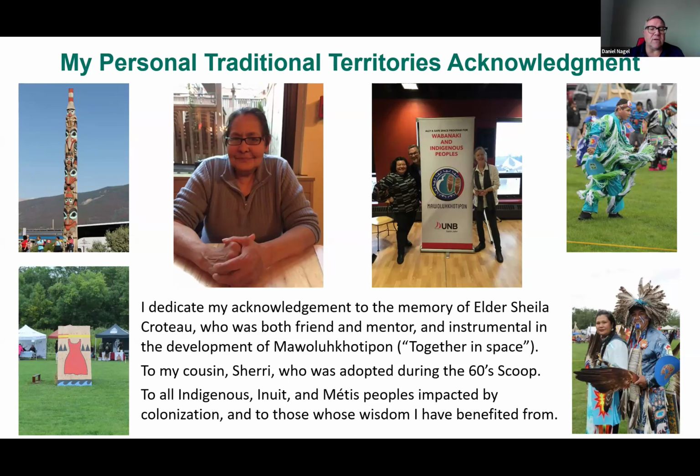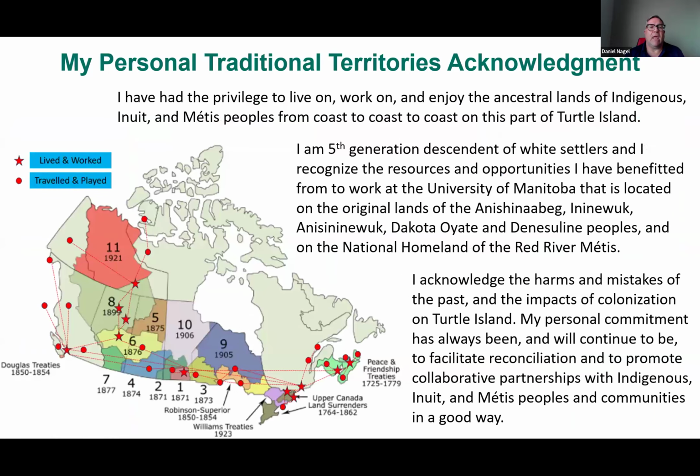But I also had a cousin who I didn't realize until later on in life, that she was a victim of the 60s scoop. So in the 60s and 70s in Canada, as part of assimilation, Indigenous children were apprehended from their parents and then adopted to white families across Canada and so forth. And in Canada, we actually have three main groups that are native to Canada. And so that is Indigenous, Inuit, and Métis peoples.